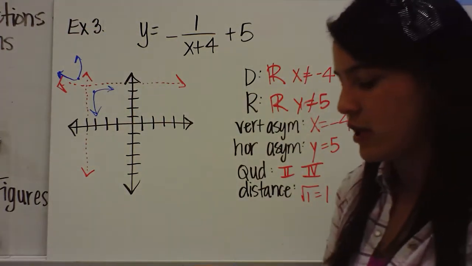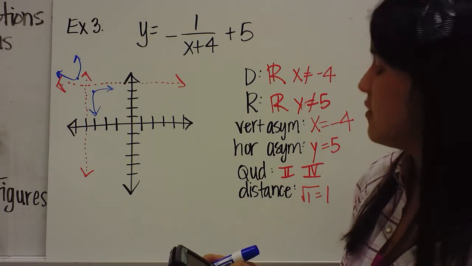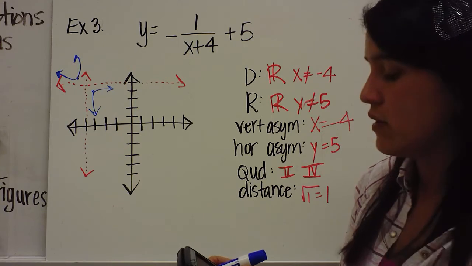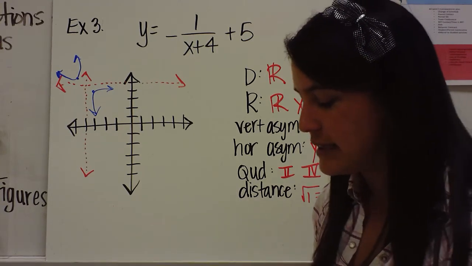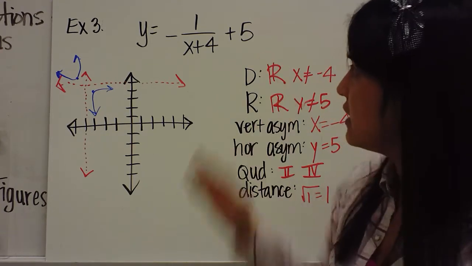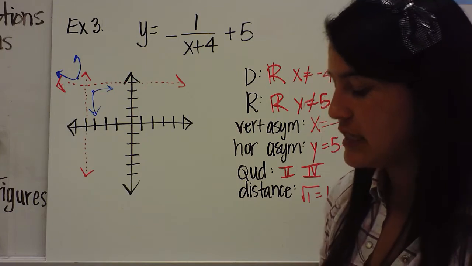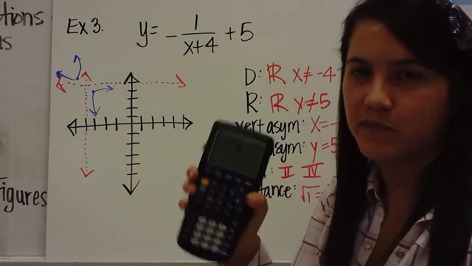And if I wanted to, I would go to my y equals, and I would type in -1 divided by x plus 4, plus 5. And then when I graphed it, I would see the asymptote at -4, and then I would see that it shifted up 5 units, and I can see that right there as well.